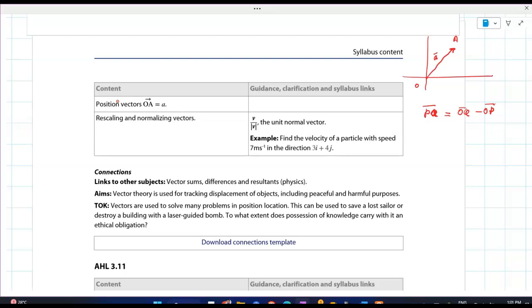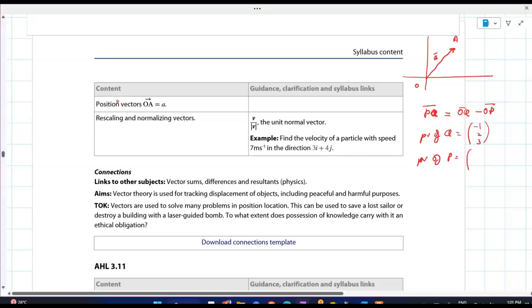So they'll give you, suppose the position vector of Q is, let's say, (-1, 2, 3), and the position vector of P is given to be (0, 1, 1). Okay. Find PQ. So you do position vector of Q minus position vector of P. So they have to give you some related information to find it.